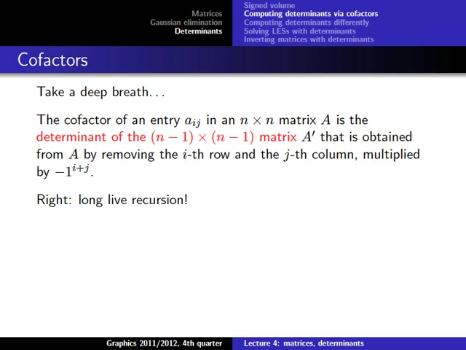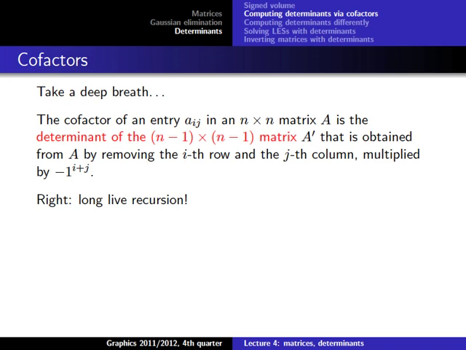Like I said, a cofactor of an entry Aij in an n cross n matrix A is the determinant of an n minus 1 cross n minus 1 matrix A dash that is obtained from A by removing the ith row and the jth column, multiplied by minus 1 to the power of i plus j. So I guess you agree that this sounds very confusing, but let's go through an example and we'll see how straightforward this is. So you see a cofactor is related to an entry, to a coefficient of the matrix. We can calculate a cofactor for each individual coefficient.